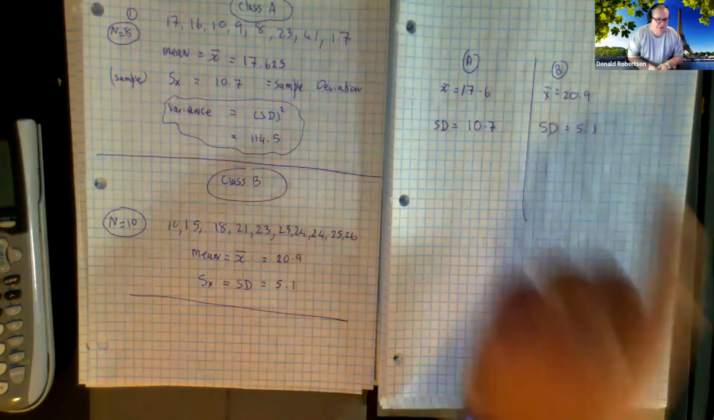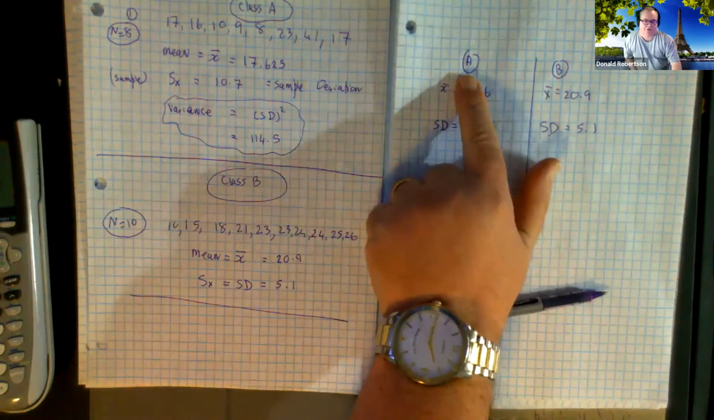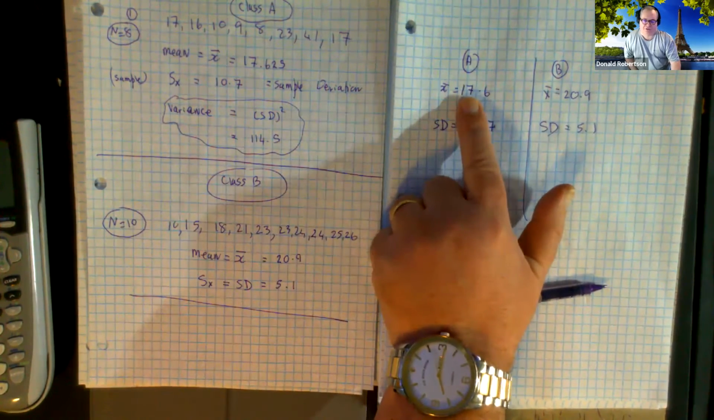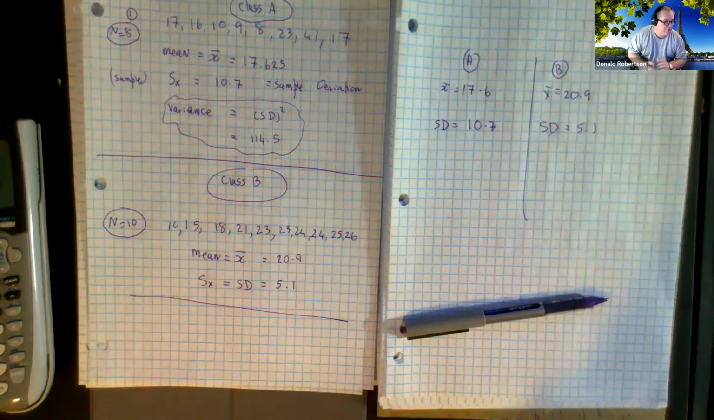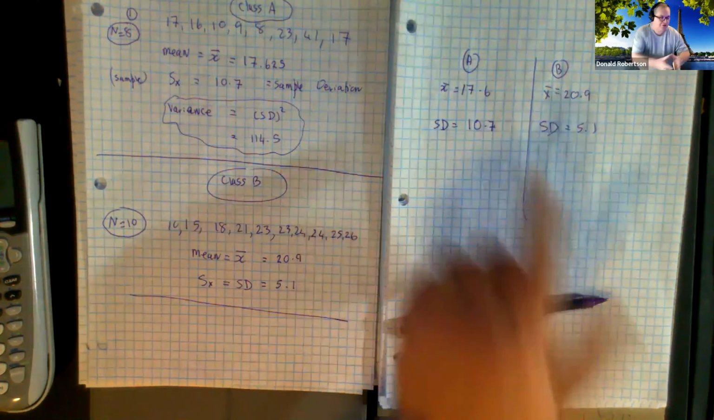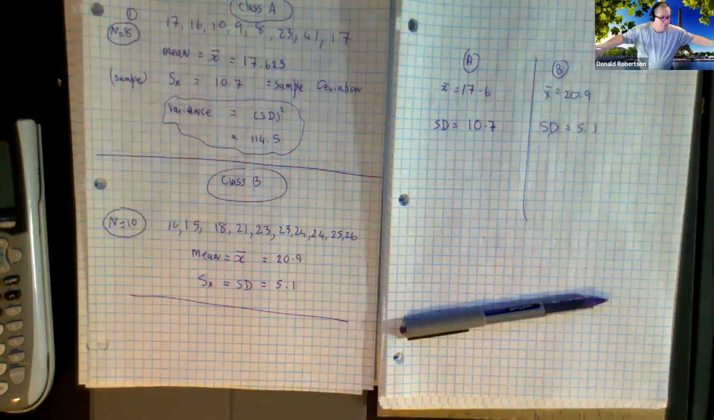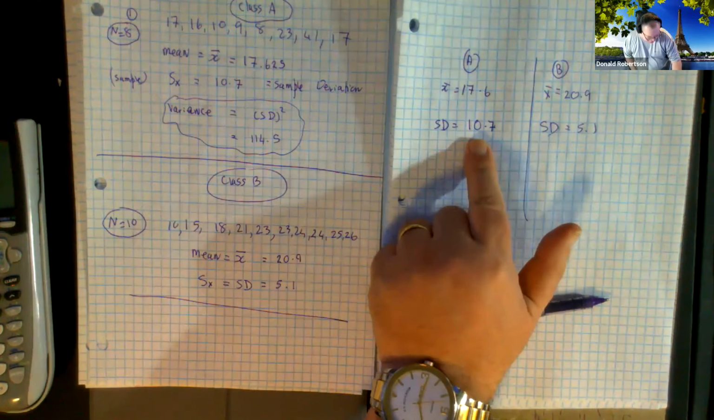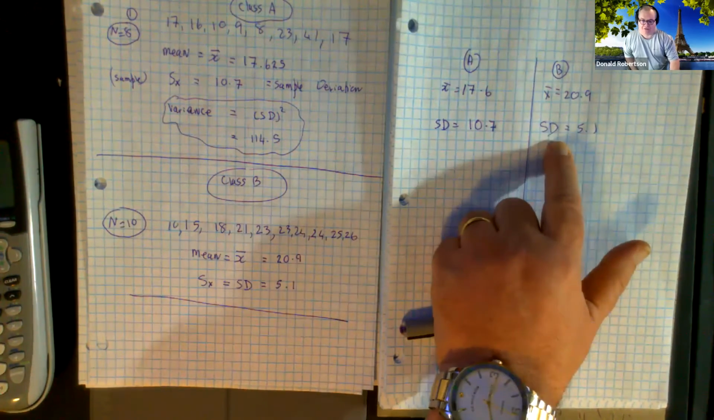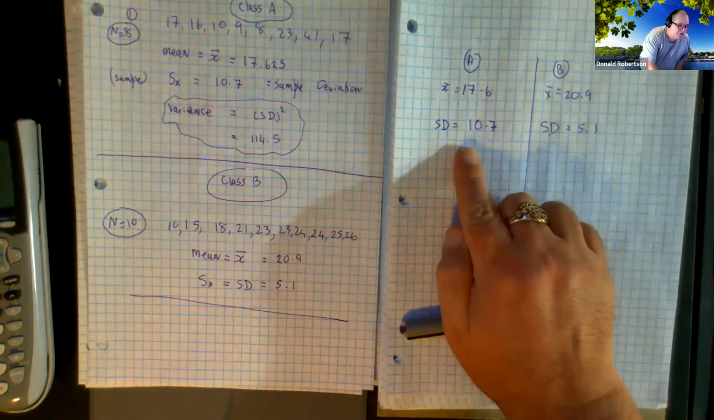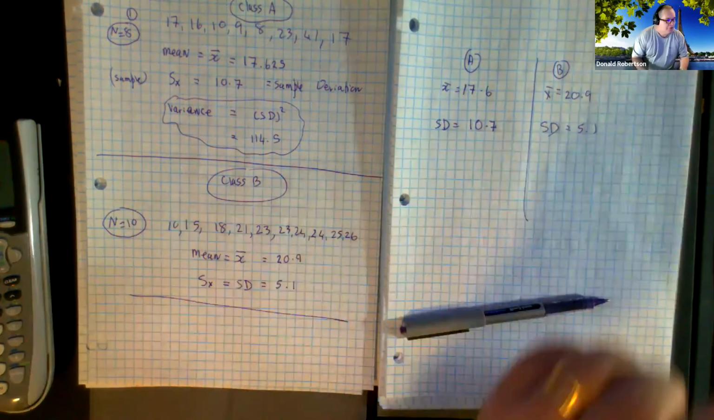Now, the mean is basically the number that tells you the typical person in the class. So in this class, the typical person's around about 17 or 18. In this class, the typical one's around about 20, 21. That's the guy in the middle. Standard deviation is a measure of how spread out the data is. Are they all pretty much the same, or is it all over the place? Class A, the standard deviation is 10 and a bit. In class B, it's 5 and a bit. So this class is much more spread out. There's a lot of variation in the ages, and in this one, not quite as much.